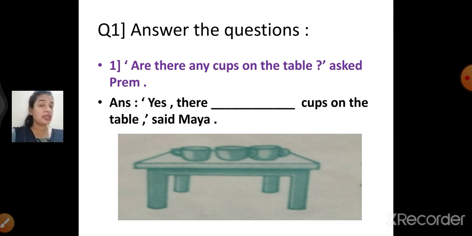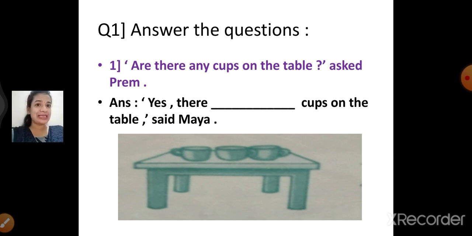Okay, so the question is, are there any cups on the table? Asked Prem. Now here the answers are in the form of fill in the blanks. So the sentence is given, you just have to fill the blank. For that also you have to read the question properly. So I will read the question again. Are there any cups on the table? Asked Prem. So again your answer will be in direct speech.